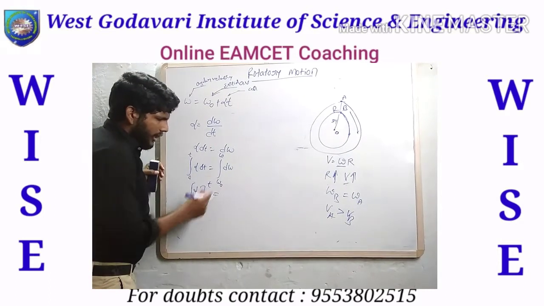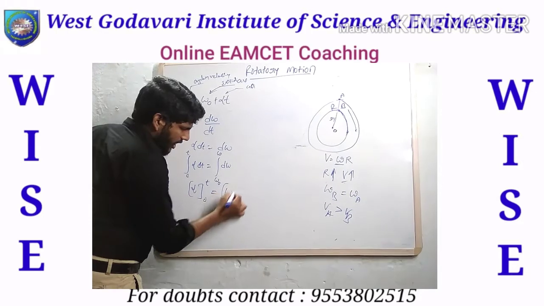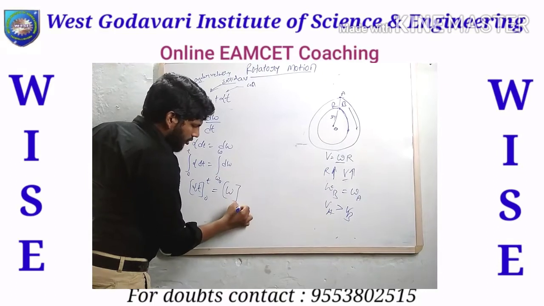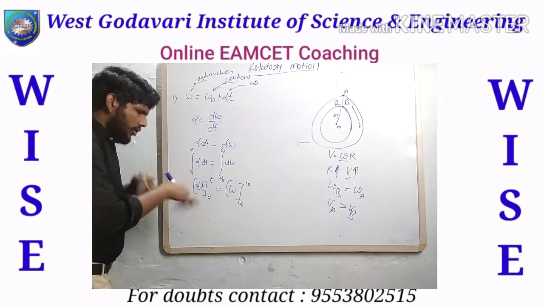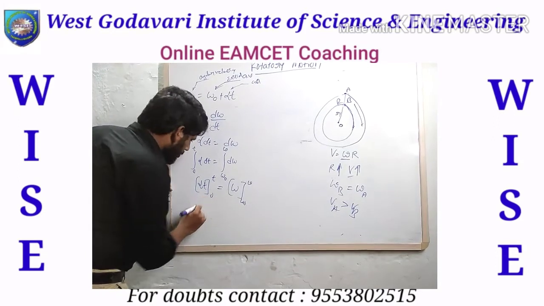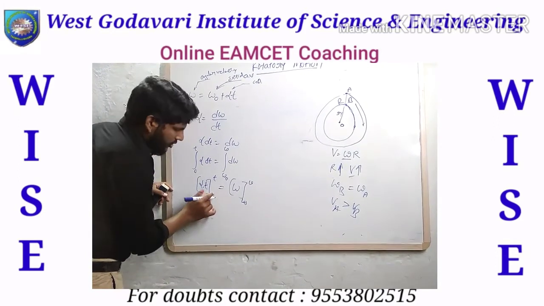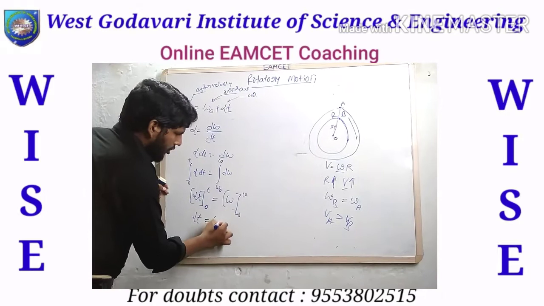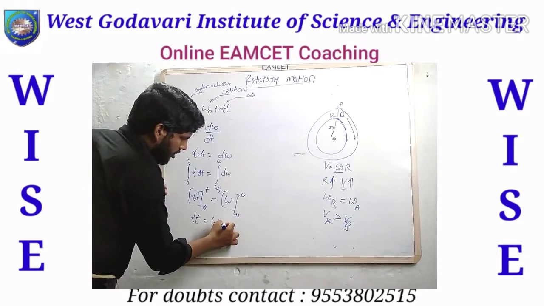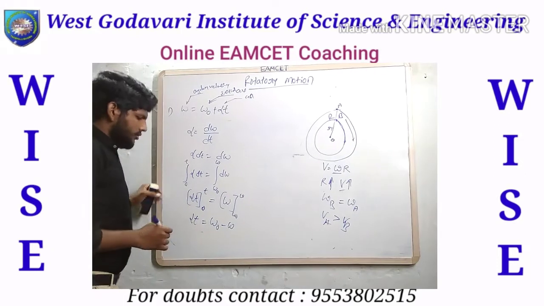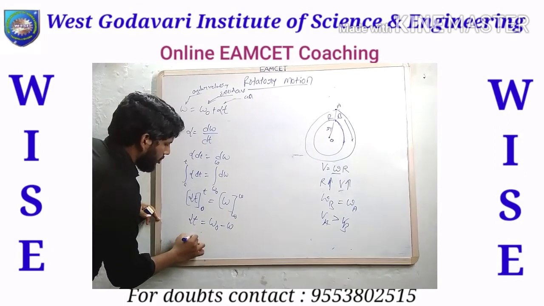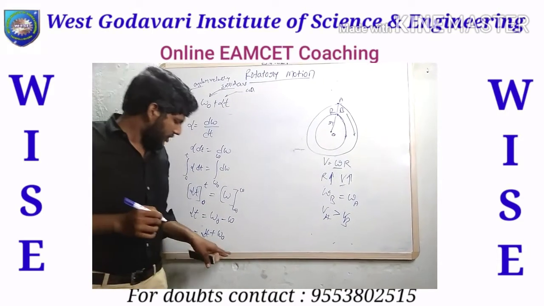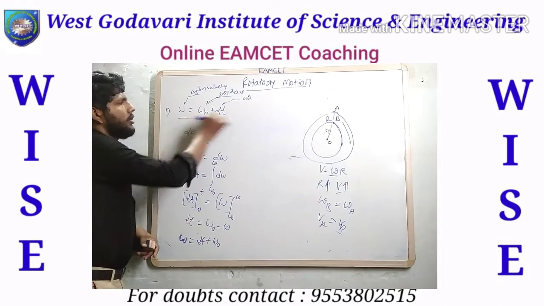Here we have alpha t equal to omega, from omega naught to omega. Now substitute the limits. There is no value for 0. We have alpha t equal to omega minus omega naught. So simply we got omega equal to alpha t plus omega naught. This is why we get the equation.